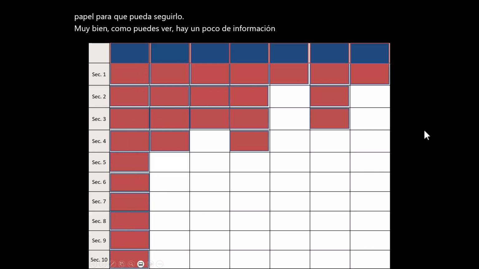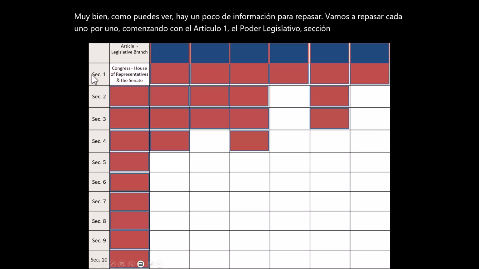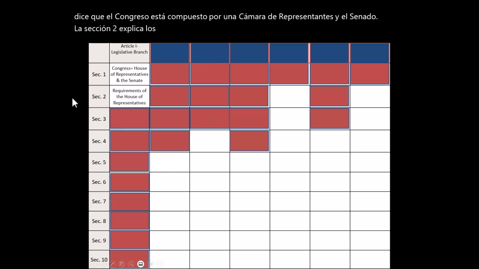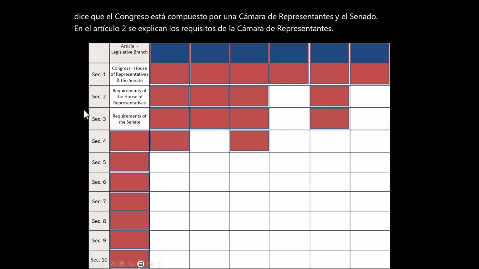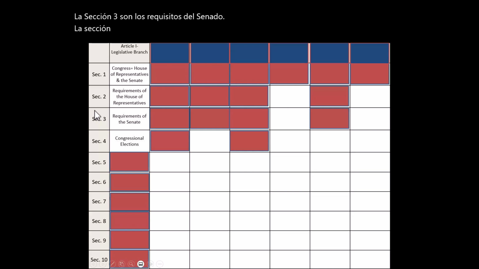We're going to go over each one by one, starting with Article 1, the legislative branch. Section 1 of Article 1 says Congress is made up of a House of Representatives and the Senate. Section 2 explains the requirements of the House of Representatives. Section 3 is the requirements of the Senate. Section 4 explains how congressional elections happen. Section 5 is the rules and organization of Congress.